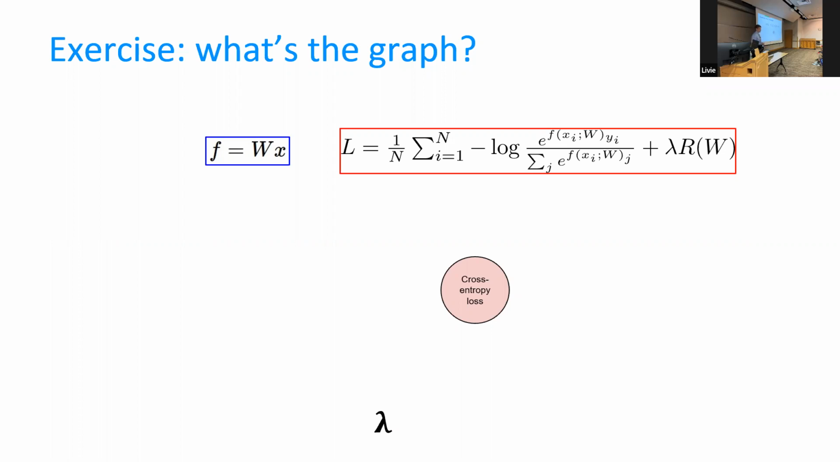So the question is, what is the graph for this new function? I'm going to let you turn to the person next to you and see if you can draw this out.